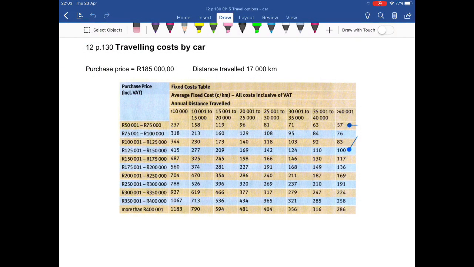Look at the table again, and as we said before, the purchase price was 185,000, which would be found in that line or that row, and we are traveling 17,000 kilometers. So that is the column that it's in, and where these two intersect is here at 281. And please take note in your table here, average fixed costs in cents per kilometer, and VAT is included.